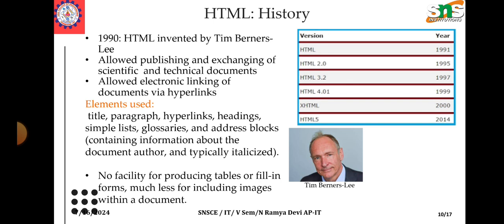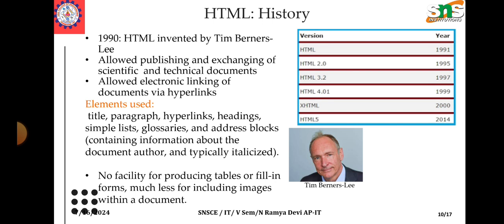So this is the history behind HTML. There are many versions of HTML. The first version was established by Tim Berners-Lee in 1990, which allowed publishing and exchanging of scientific and technical documents and allowed electronic linking of documents via hyperlinks. The elements used in the first version were title, paragraph, hyperlinks, headings, simple lists, glossaries and address blocks, which also contains information about the document author and typically italicized. There was no facility for producing tables or fill-in forms, much less for including images within a document.